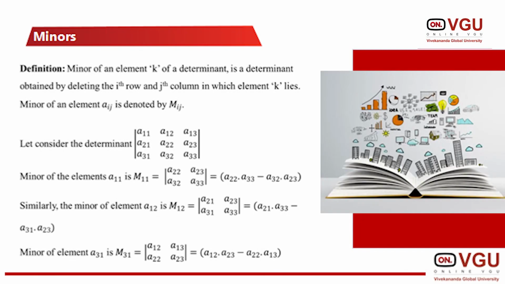The minor of an element of a determinant of order n is a determinant of order n minus 1. What is the meaning of this? If we have a 3 cross 3 arrangement and we are going to find the minor, n is 3, so 3 minus 1 is 2. So we will have a minor of 2 cross 2.